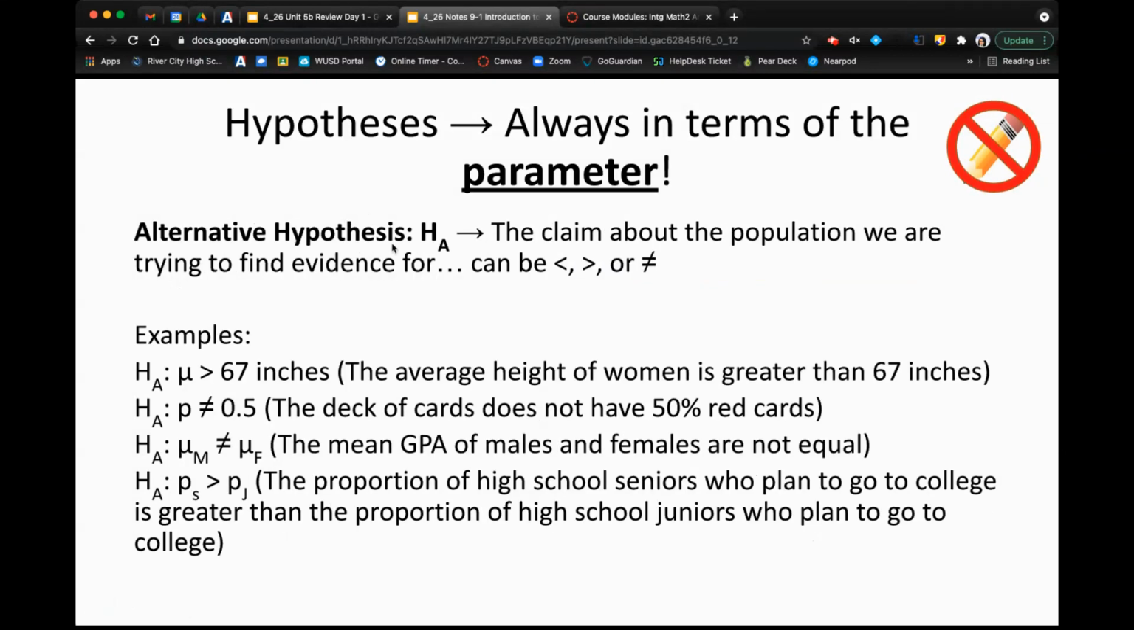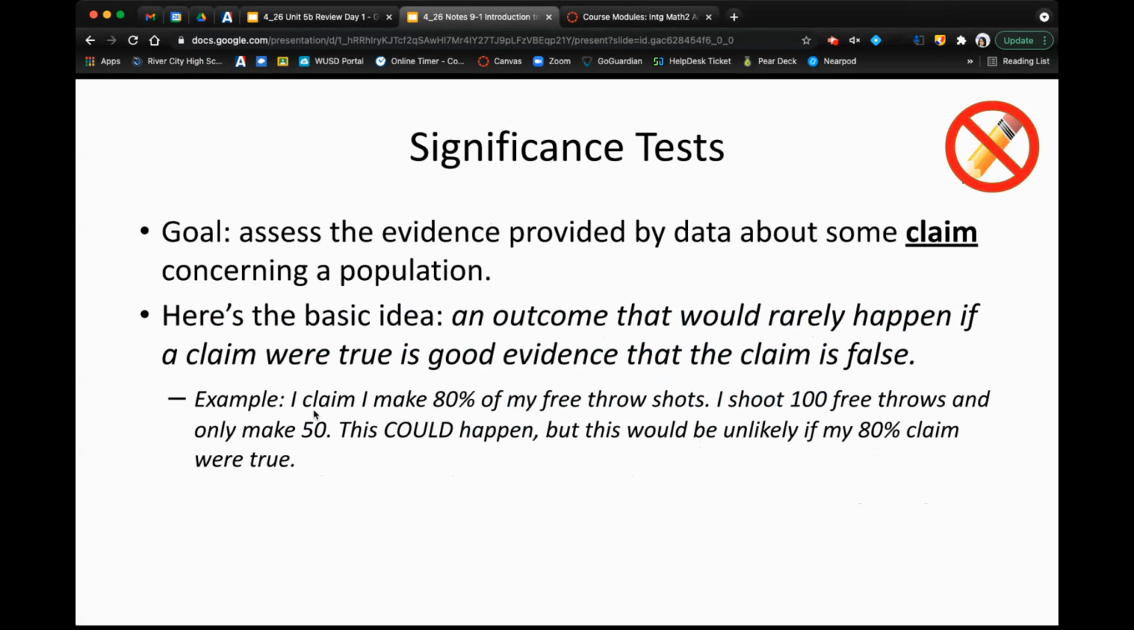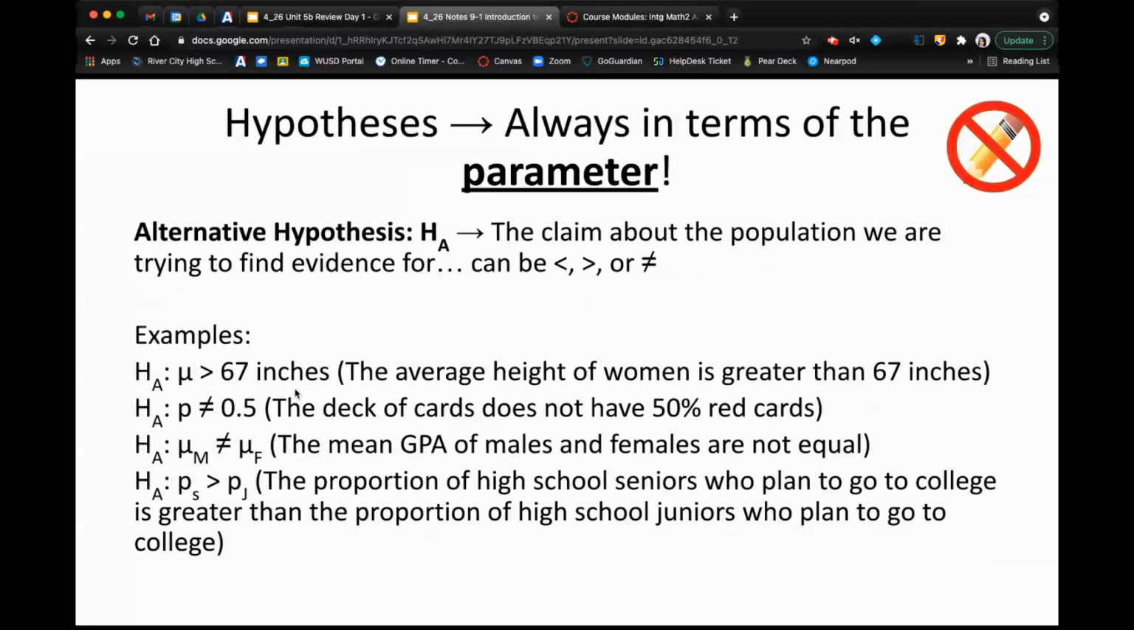Our alternative hypothesis, which we write as HA, is the claim about the population we are trying to find evidence for. So we can use a less than symbol, a greater than symbol, or a not equal to symbol. Okay, so in looking at this, I claim I make 80% of my free throw shots. If you think I'm lying, that I'm exaggerating, our alternative hypothesis would be p less than 0.80. That's what we're trying to find evidence for.